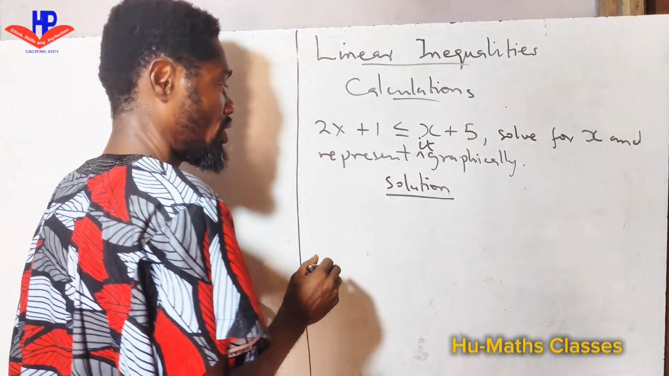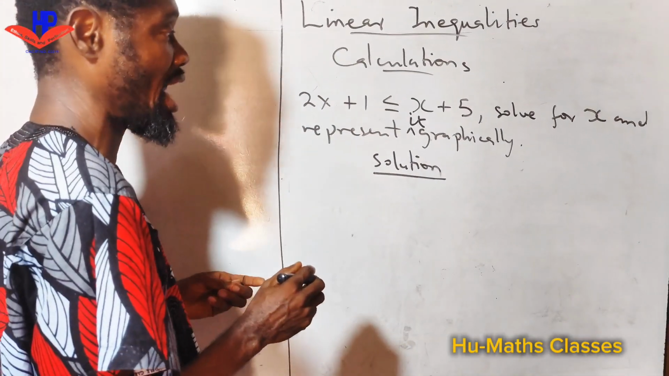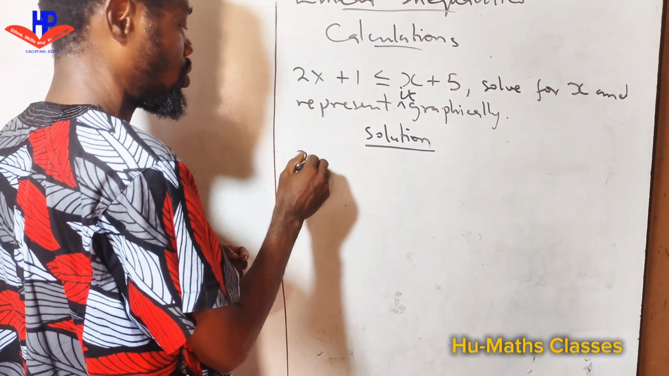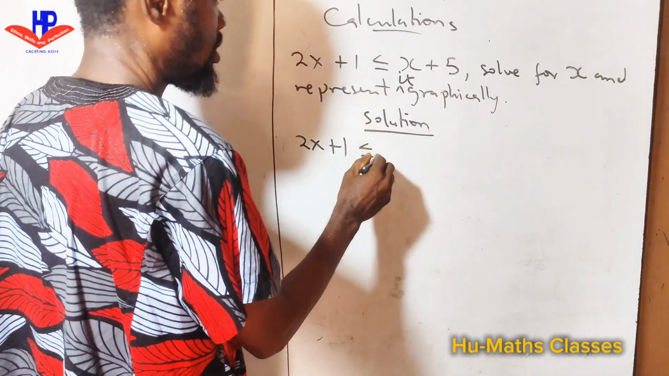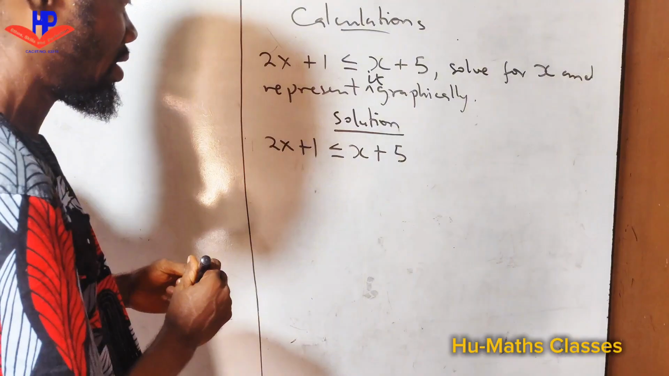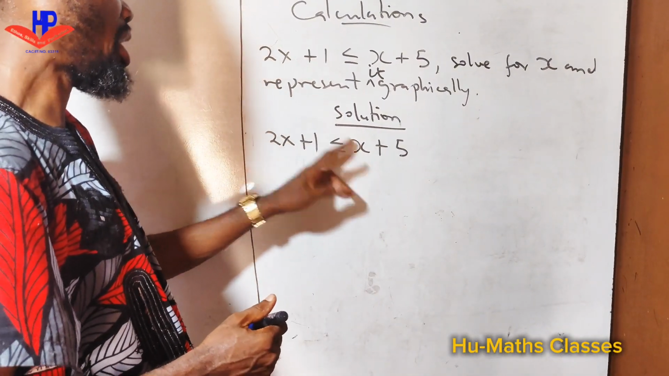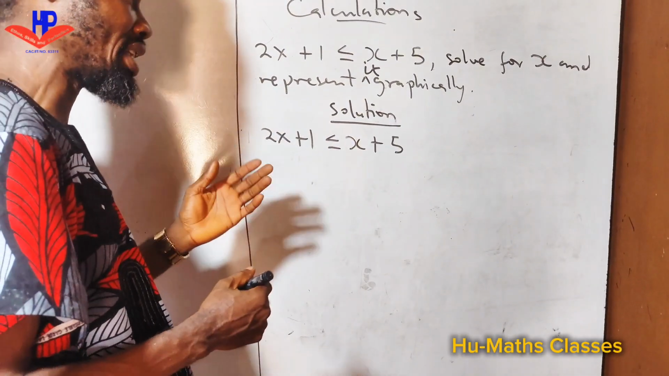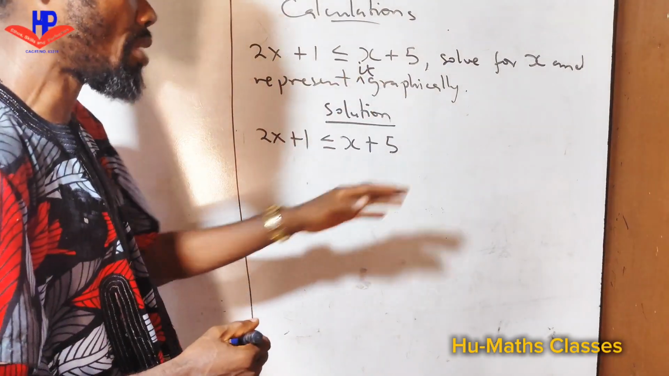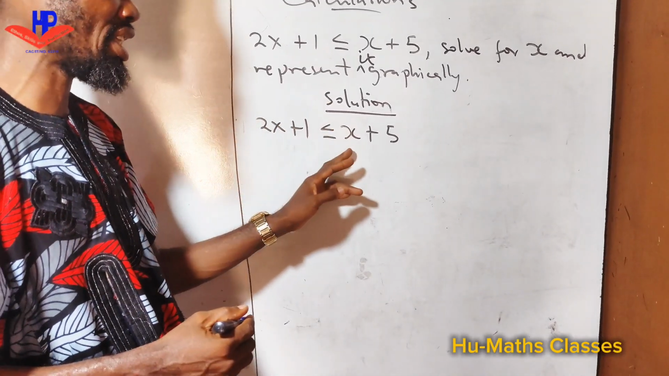The same way we solve equations, the items we use in solving equations are going to be applied in this problem, and the rules that we discussed in the previous class will be applied. So we have 2x plus 1 less than or equal to x plus 5. I'm supposed to be solving for x, so I'll take x to this other part of the equation. I'll need to subtract x from both sides to eliminate x at this other part. Or you simply say carry the x to this other part and it will become a negative x.